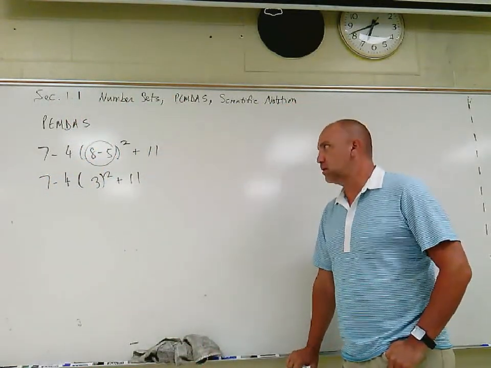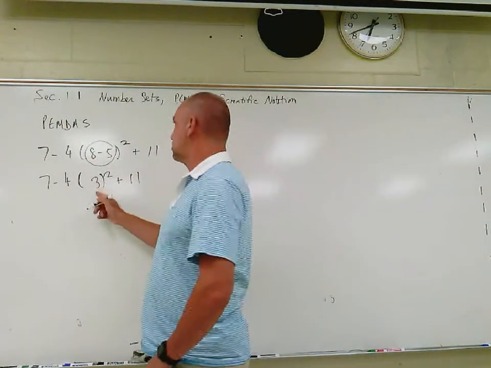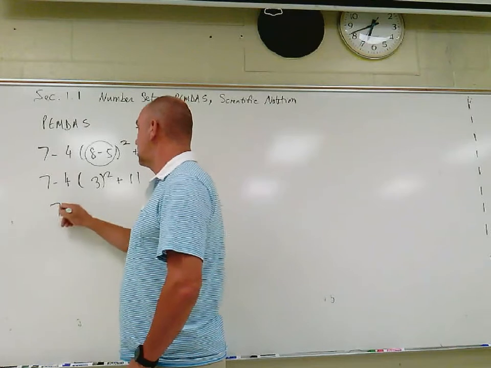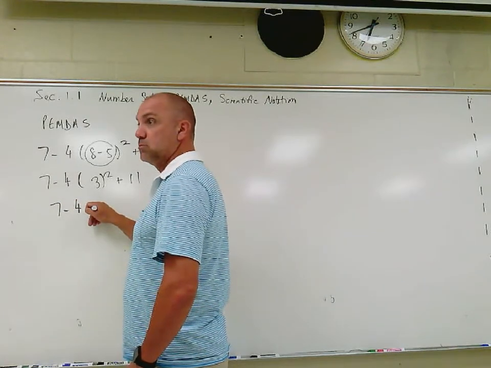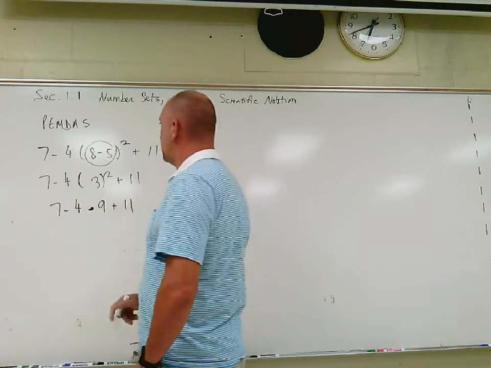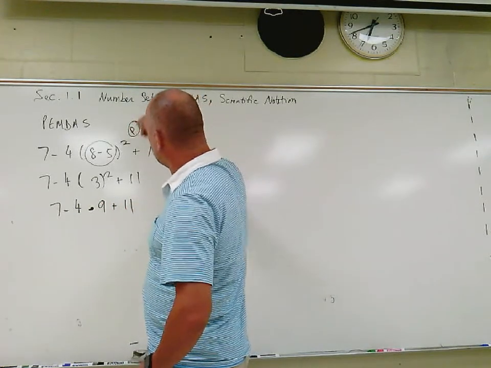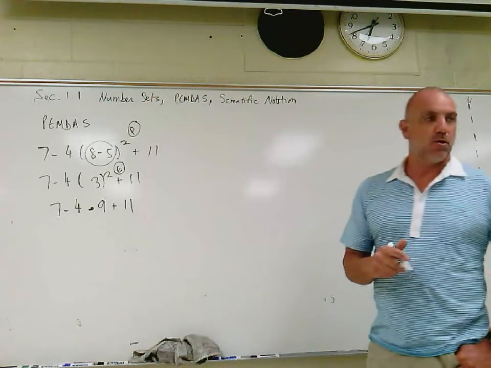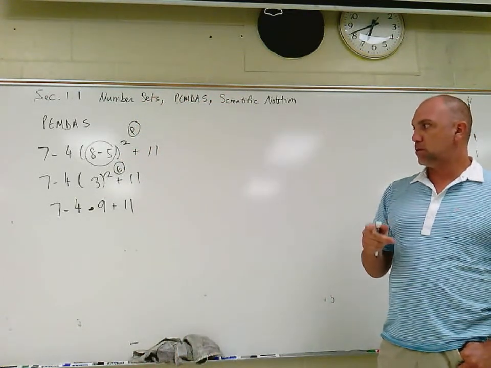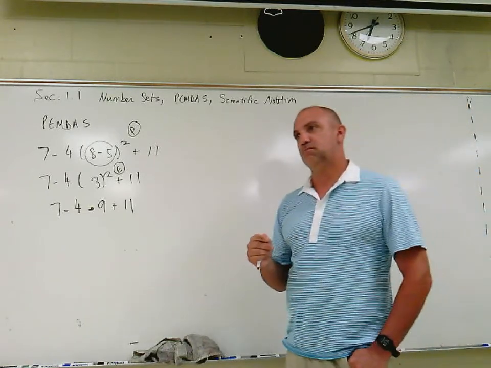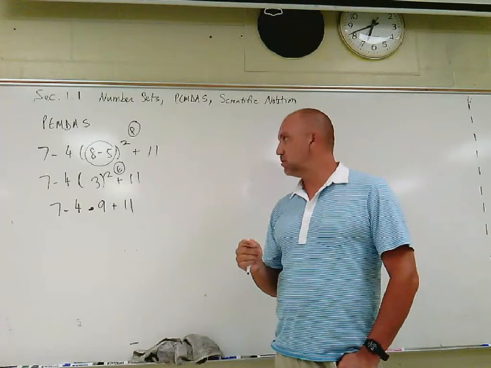Exponent. So the E stands for exponent, so you have an exponent, you turn that 3 squared into a 9. All right, so here I did the parentheses first, here I did the exponent. Now, do I do 7 minus 4? Do I do negative 4 times 9, or do I do 9 plus 11? What do you do?